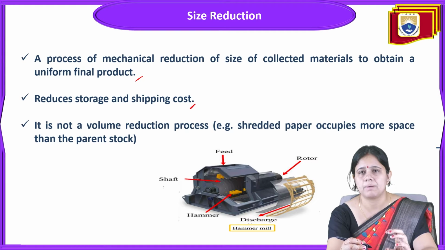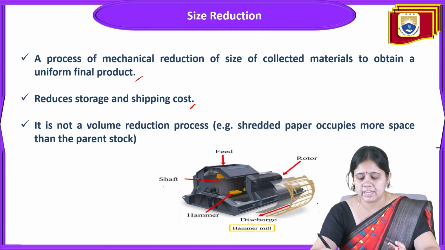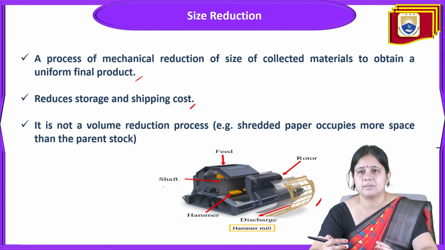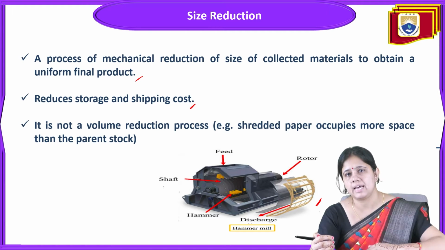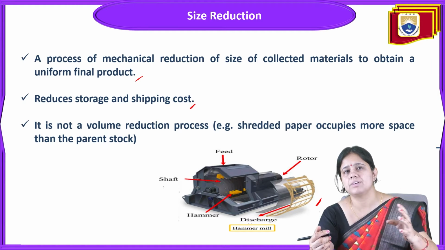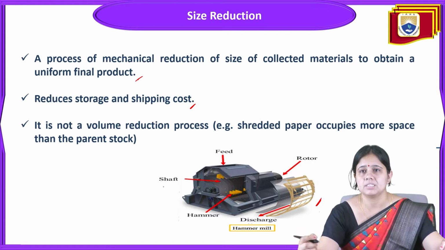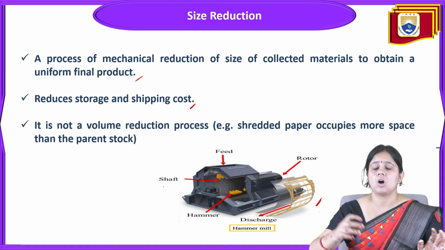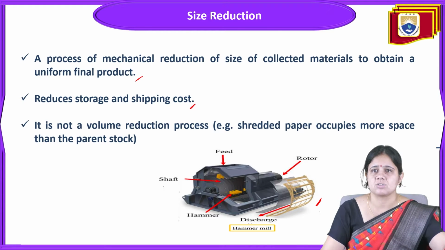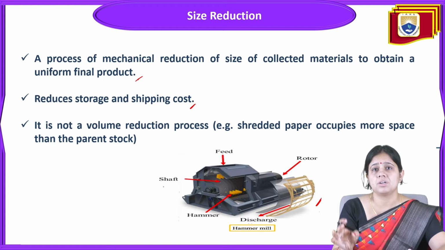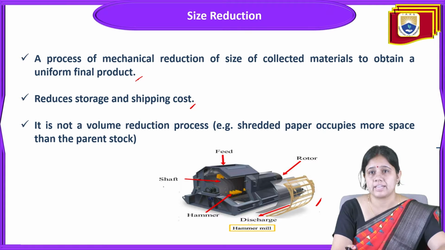A shredder or some hammer mill is used for this size reduction. A hammer mill reduces the size of collected material: there is a shaft with hammers, and by the hammering the size of the waste is reduced. It is not like shredded paper, because shredded material will occupy more space than the original waste. So the hammer mill is used for this size reduction.